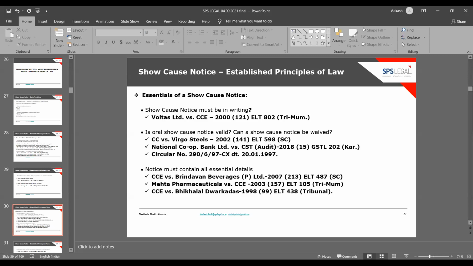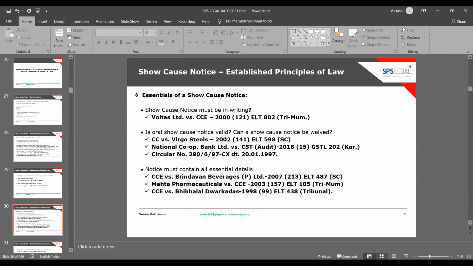Whether the so-called notice should be in writing, there are certain fundamental essentials of the so-called notice. Let us shortly deal with it. In Volta's case, it was held by the tribunal that a so-called notice under Section 28 of the Customs Act or Section 11A of the Excise Act has to be in writing. An oral so-called notice, whereby something is conveyed orally or by email, is not a so-called notice. A so-called notice has to have the basic details and prerequisites as mandated in law and by various principles, which we will be seeing.